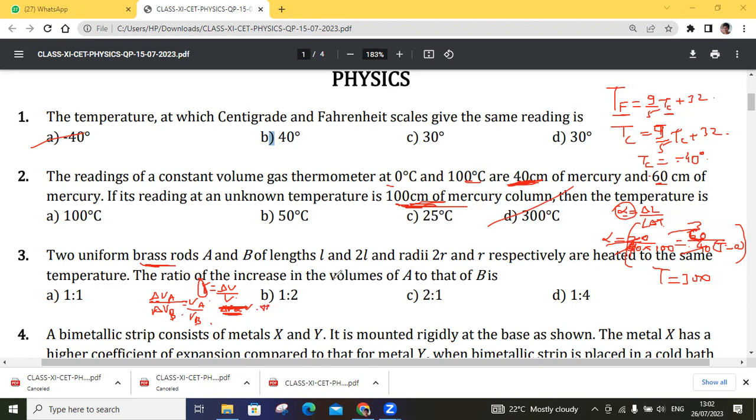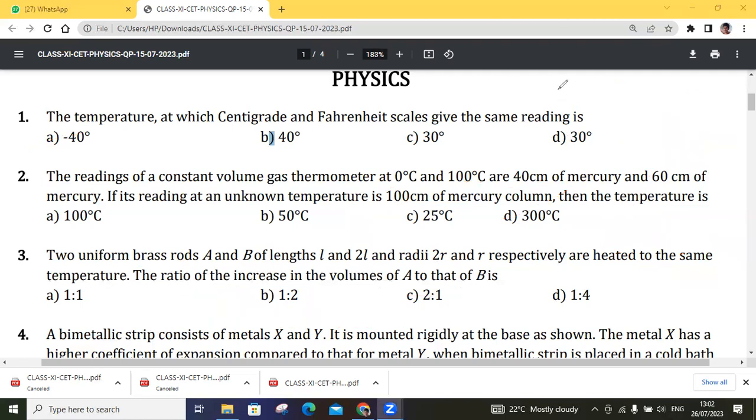See, radii and length they have given, so it is cylindrical actually. So volume will be pi r square L. So pi RA square LA divided by pi RB square LB. Pi cancels. Now RA is 2R, so 2R whole square is 4R square, and length of A is L, and RB is R square, LB is 2L. So R square cancels, and it is 4L by 2L. So 2 is to 1. Option C.